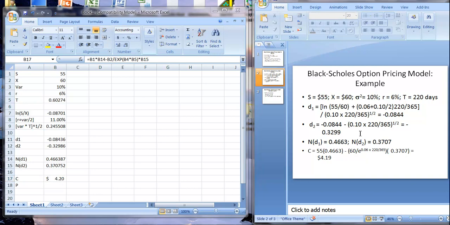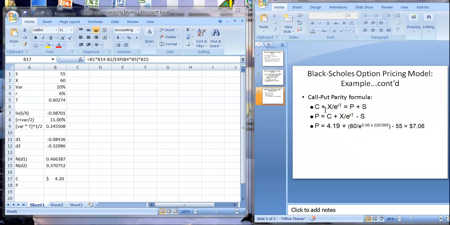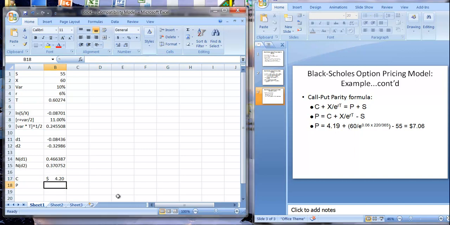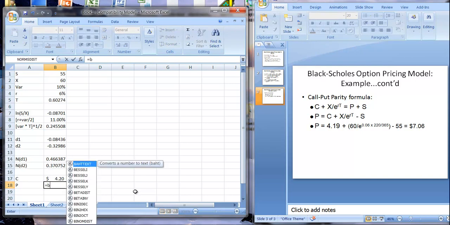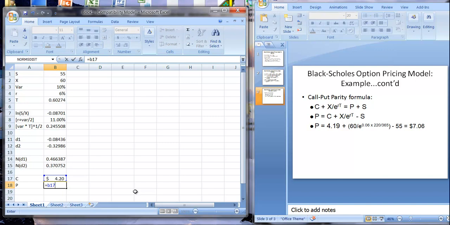All right, let's put in the put-call parity formula. The value of the put option is equal to the value of the call plus the present value of the exercise price minus the stock price. So let's put that in too. So we'll just put in the formula. The value of the call is in B17 plus, what do we have?